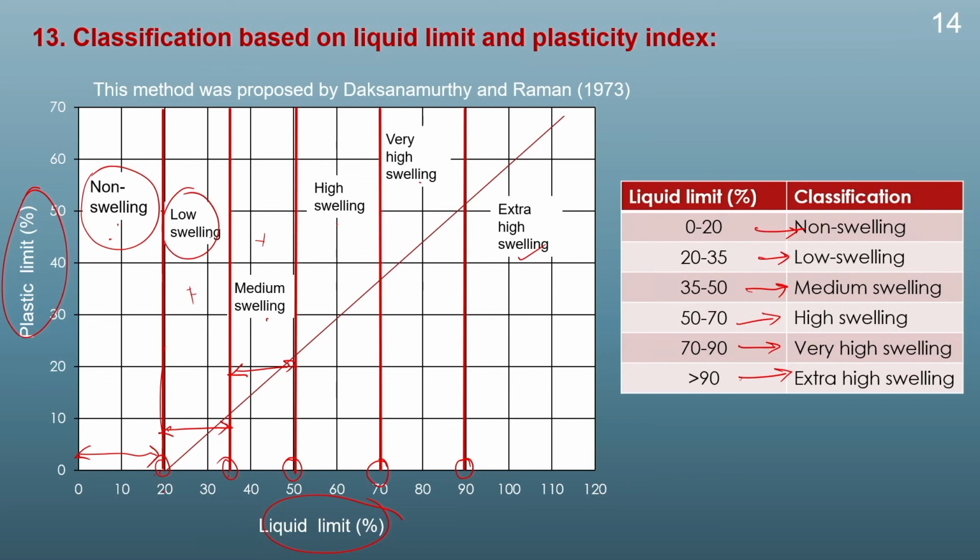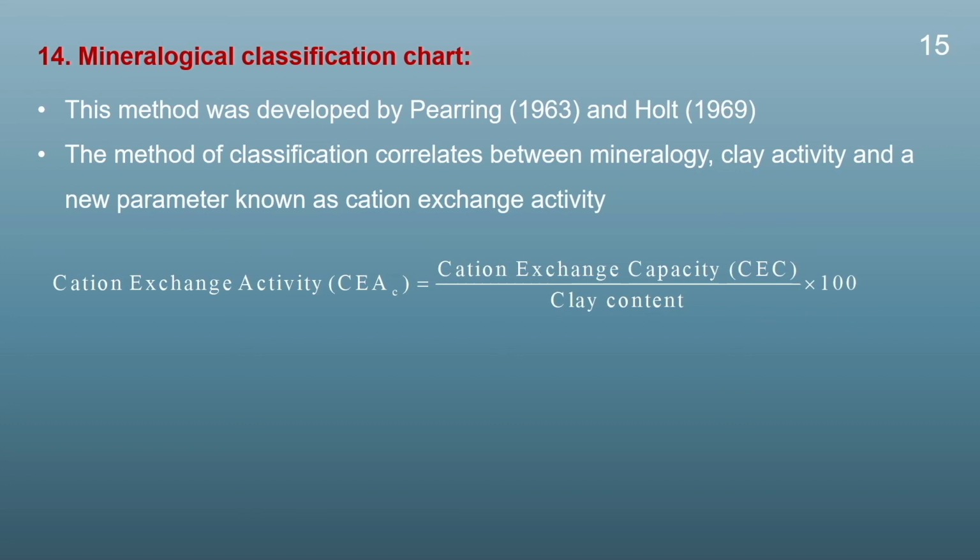This method was proposed by Dakshinamurthy and Raman in 1973, and it classified the soil based on its liquid limit and plastic limit. Then there is a method that classifies the soil based on the mineralogical classification chart. It was first developed by Pearring in 1963 and then modified by Holt in 1969. This method correlates clay mineralogy and clay activity, and a new parameter was used to classify the soil: the cation exchange activity.